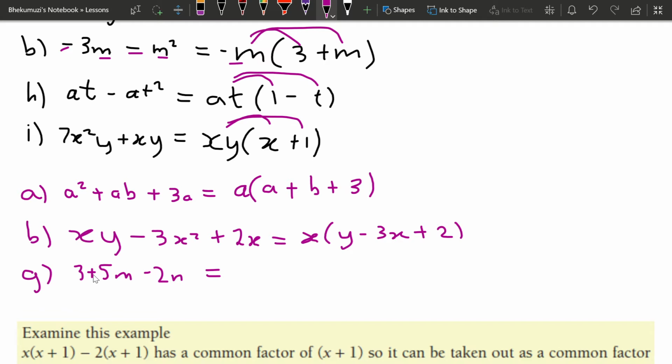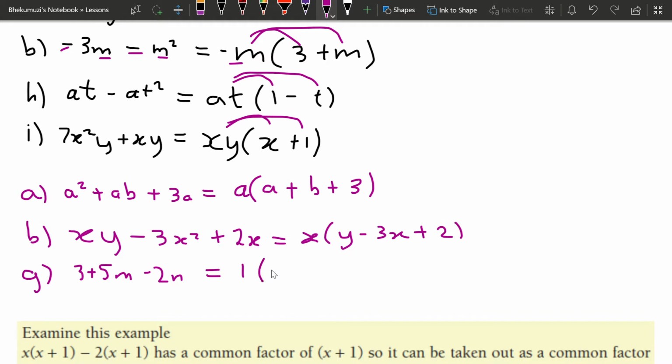But now here, quite an interesting one. We have 3 plus 5m minus 2n. Now if we look at this, 3, 5 and 2 are not in the same times table. All of them are in their own unique times table, right? And also you find that with 3 there's no variable. With 5 we have the variable m, but then with minus 2 we have the variable n. So now the problem is every single thing is different. So can this be factorized?